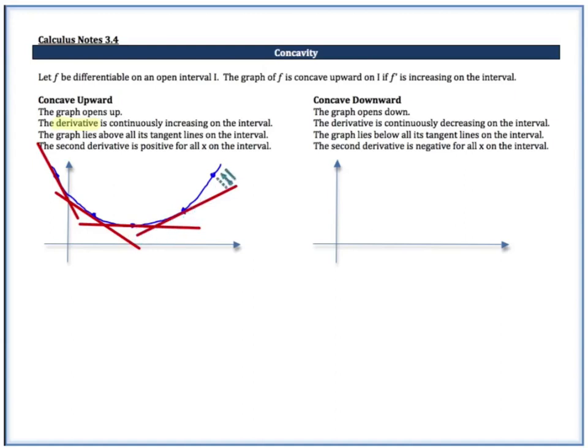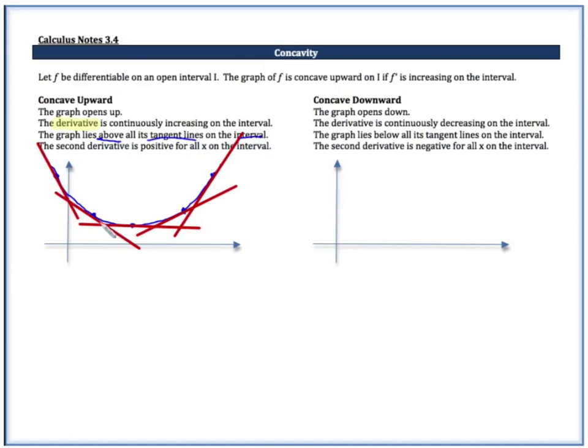so the derivative is still increasing. And then if we look at the derivative here, we get this tangent line. And you can see that this graph is steeper than this graph, so therefore this one has a higher slope, meaning the derivative is still increasing on that entire interval. Now one thing to notice is the graph lies above all of its tangent lines on the interval.